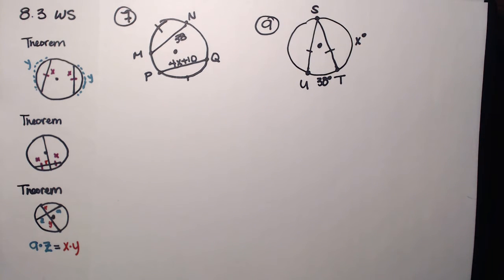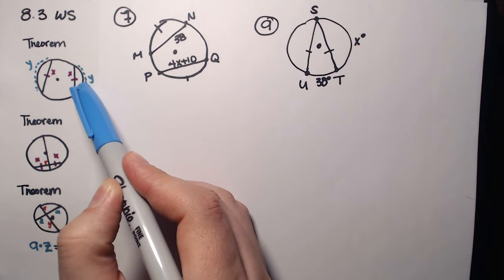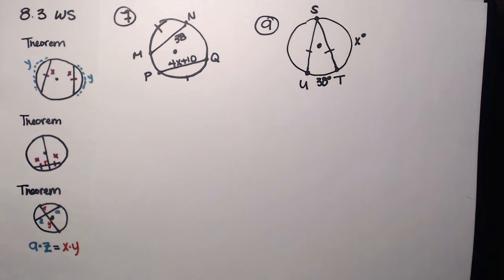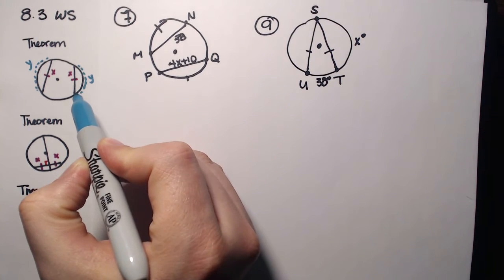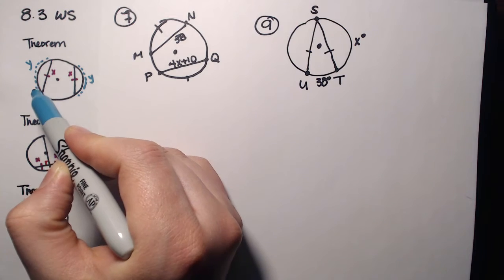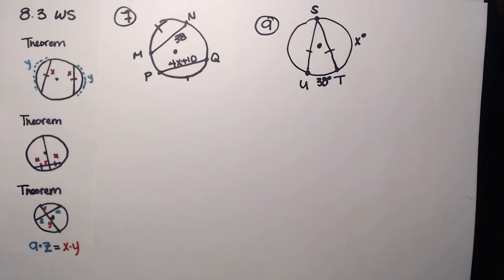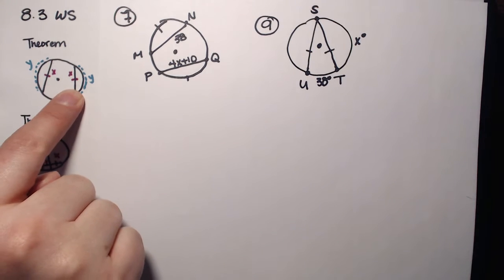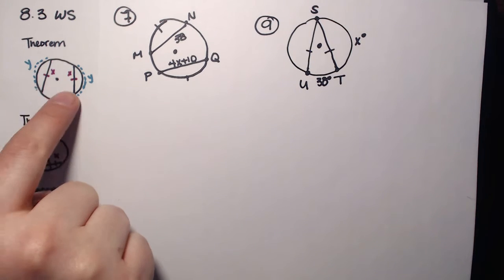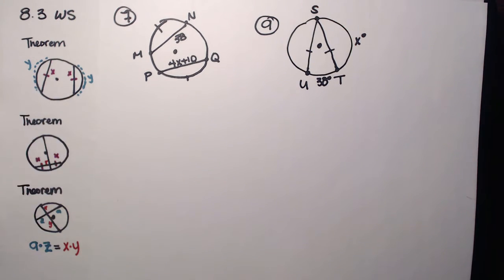So this isn't talking about the length of the arc. It's talking about the degree of the arc. So the degree of the arc is going to be the same on both of these if the chords are the same. And the chords will be the same if the arcs are the same. So that's what we're going to use in this first couple problems.